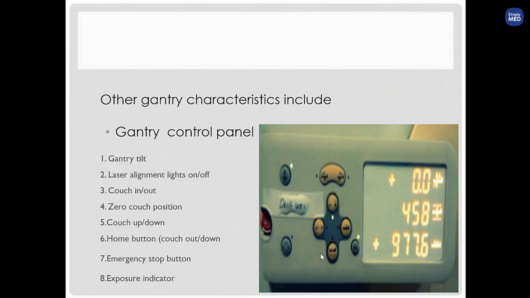Other than this, we have a gantry control panel where we can define the tilt and the laser light, and whether to put the couch inside or outside, the zero couch position like a neutral position, and couch up and down. There is a home button, and when we press it, the couch will come out and down. We have an emergency stop button and an exposure indicator, everything in the gantry control panel.